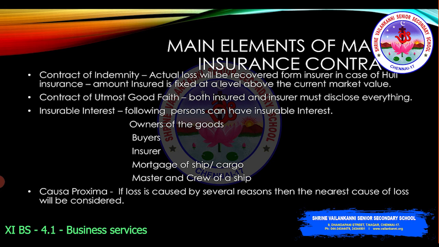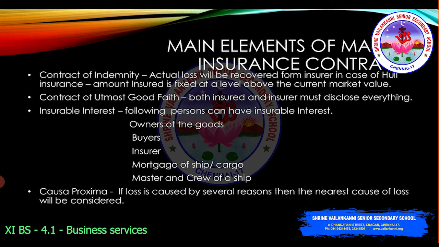Then the main elements of a marine insurance contract. Number 1, contract of indemnity. Actual loss will be recovered from the insurer. In case of hull insurance, the amount insured is fixed at a level above the current market value. So contract of indemnity means whatever the loss is, that loss will be compensated by the marine insurance company. But especially in hull insurance, an amount a little above the market value will be compensated. In all other insurance, whatever the actual loss is, that loss will be compensated.